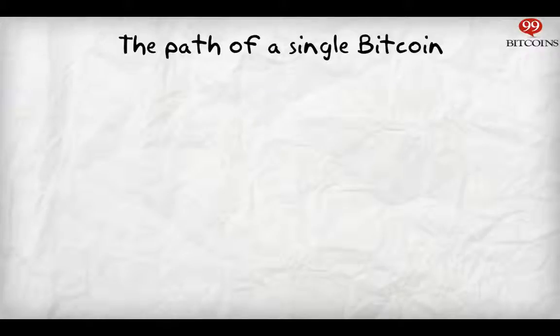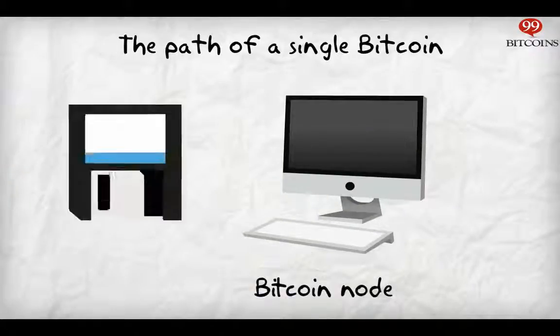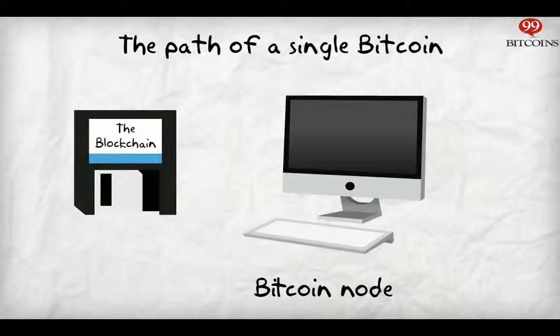To begin with, let's talk about Bitcoin nodes. Nodes are just computers which are connected to the internet and hold a complete copy of the blockchain. If you have a Bitcoin wallet on your computer, you're probably a node yourself.